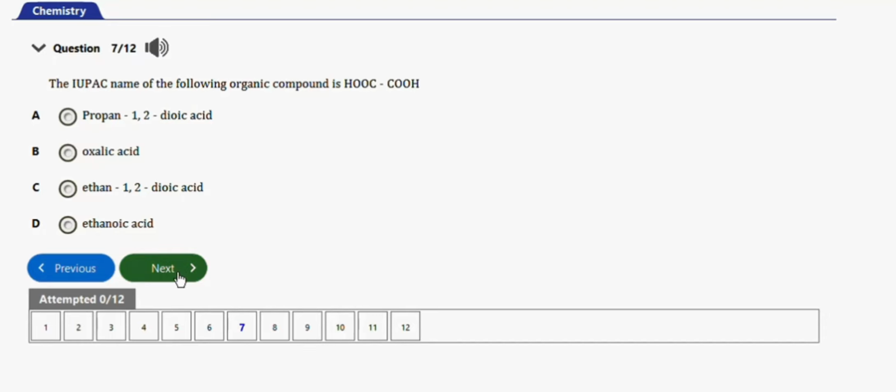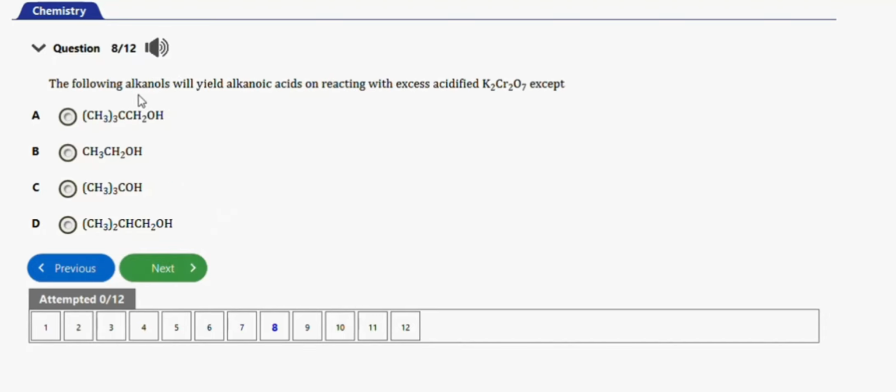Next question with this one, it says the following alkanols will yield alkanoic acid on reacting with excess acidified potassium chromate(VI) except. So the exception here would be this compound in option C. Alright, so that's the exception for this question.